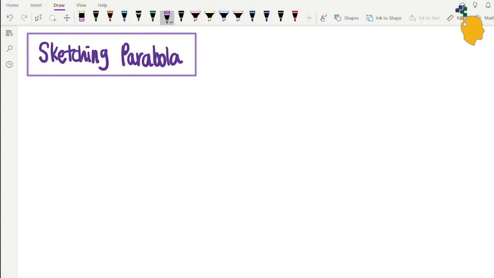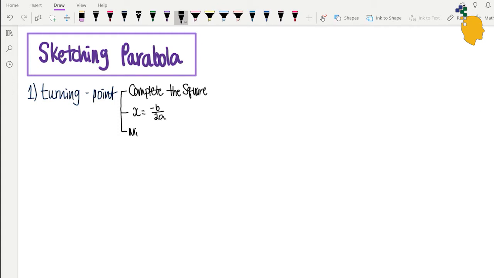Hello everyone! Today I'm going to show you how to sketch a parabola. When you sketch a parabola, there are four things you need. The first one is the turning point. There are three ways to find the turning point: complete the square, or x equals negative b on 2a, or use the midpoint of the x-intercepts.